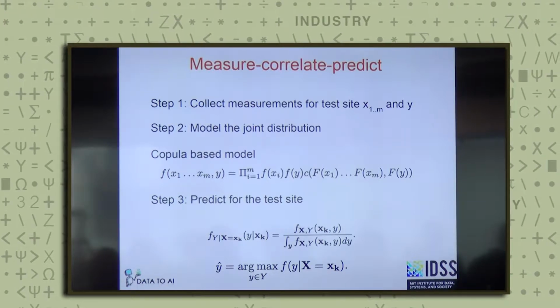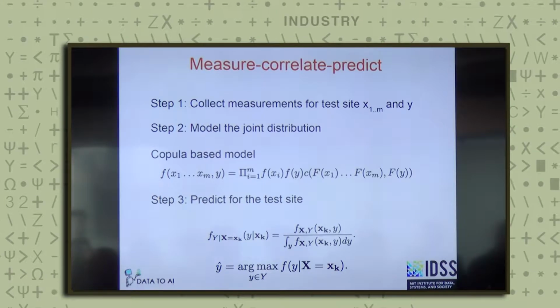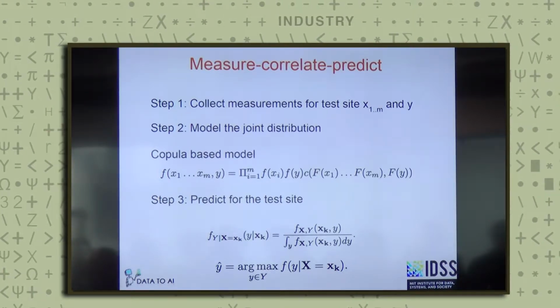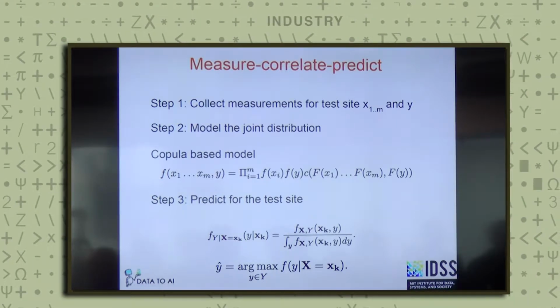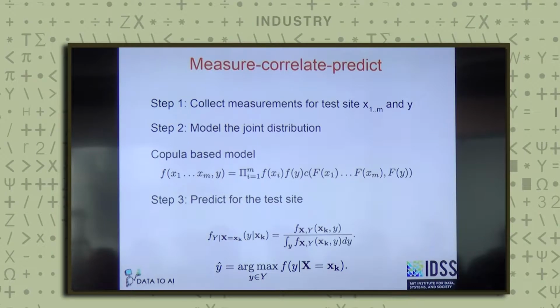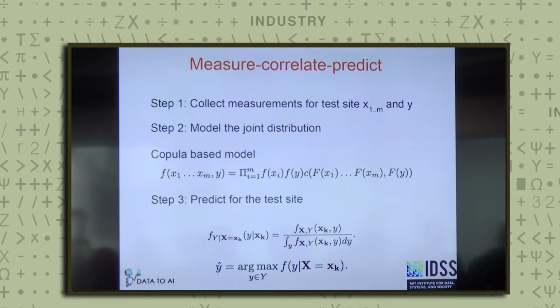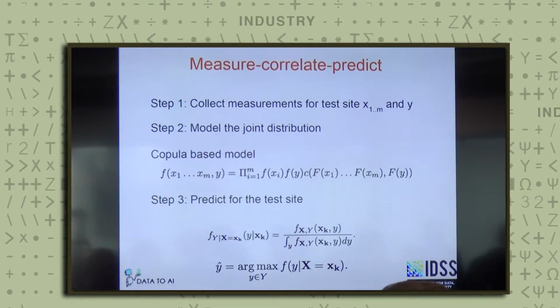Once we have that joint model, we can make predictions: given the measurements at the long-term site, what would be the test site measurement. So that's a very simplistic probabilistic model, used a lot in machine learning for other problems. We tried to see if we could use this method in this domain.